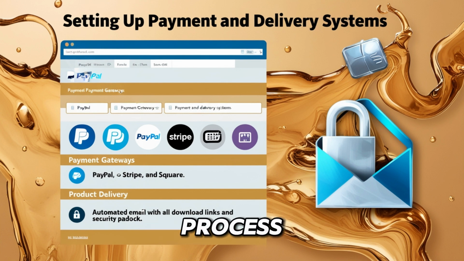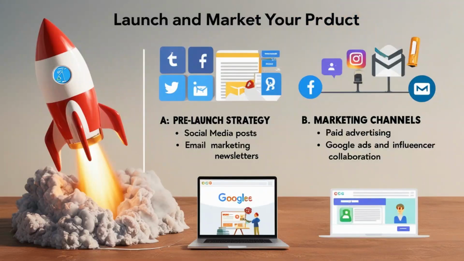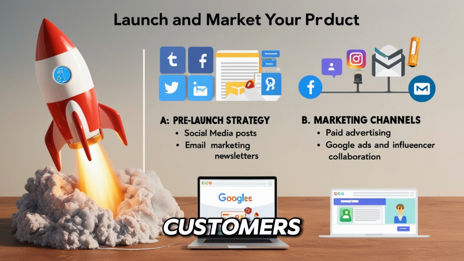Streamlines the buying process. Step 6. Market and promote your product. Effective marketing and promotion are crucial to reaching potential customers. Leverage various channels. Content marketing: create valuable content showcasing your expertise. Use blog posts, videos, or podcasts.